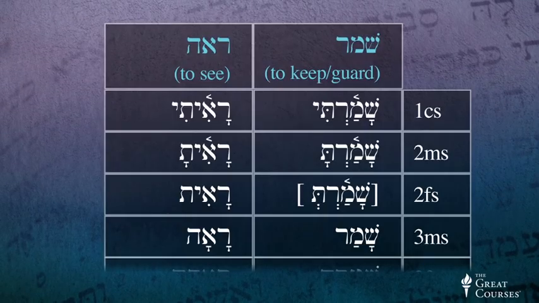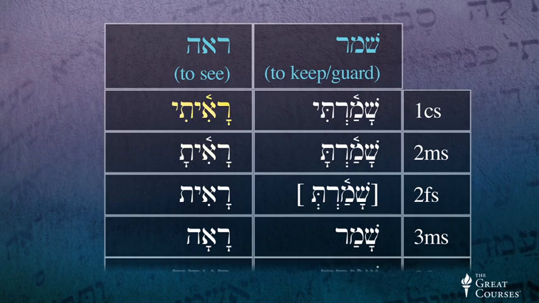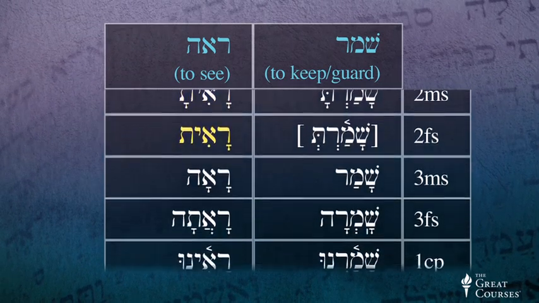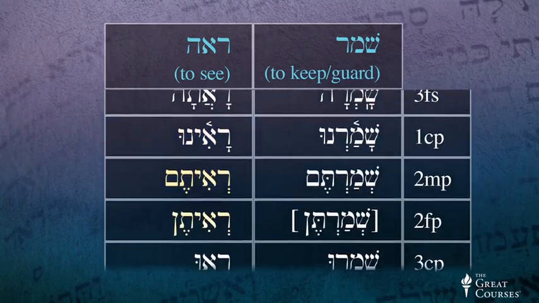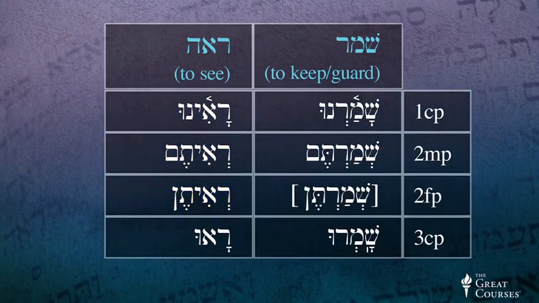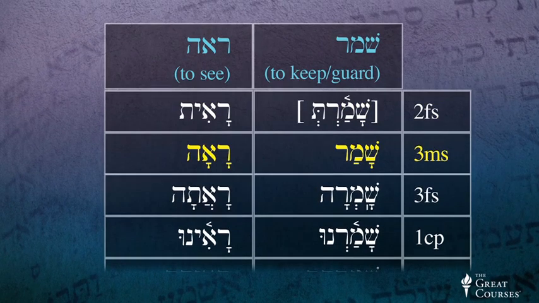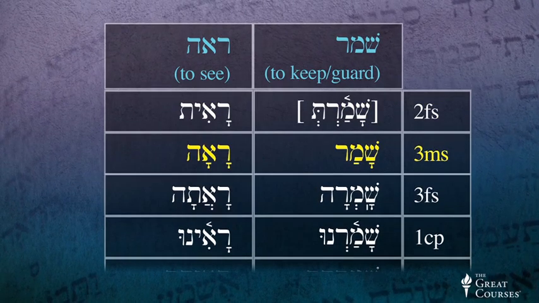For right now, what I want you to remember is, when you see two root letters followed by an E sound and then a perfect ending, you are looking at a root that falls into this extremely common third he or Lamed He category. In our example using ra'ah, it's ra'iti, ra'ita, ra'it for I and you in the singular, ra'inu, re'item, re'iten for we and you in the plural. Third masculine singular, the he form, is the dictionary form.